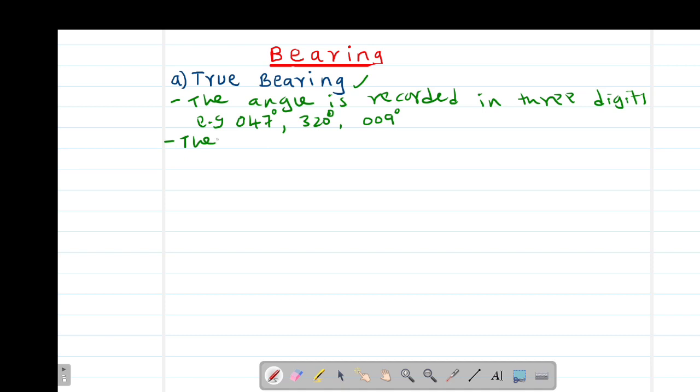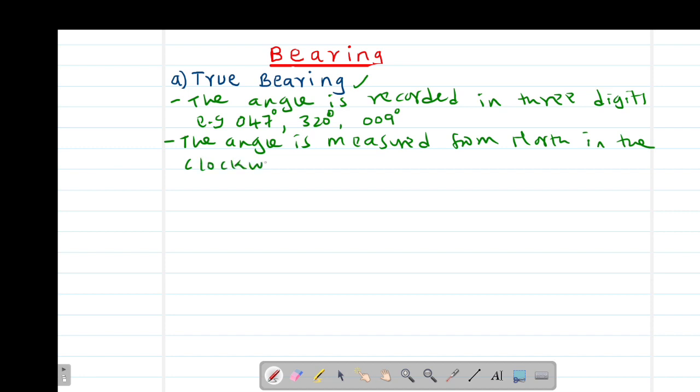Then the other point you need to note as far as true bearing is concerned is that the angle is measured. We usually measure the angle from the north, in the clockwise direction. So the angle is measured from north in the clockwise direction. So those are the two points that you need to note.